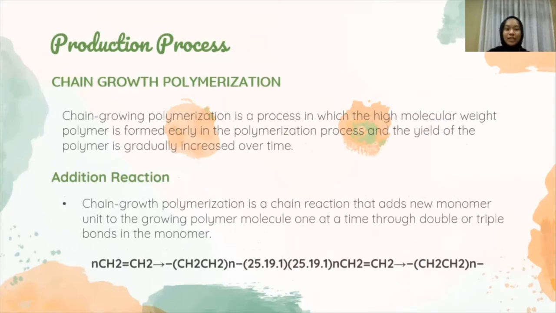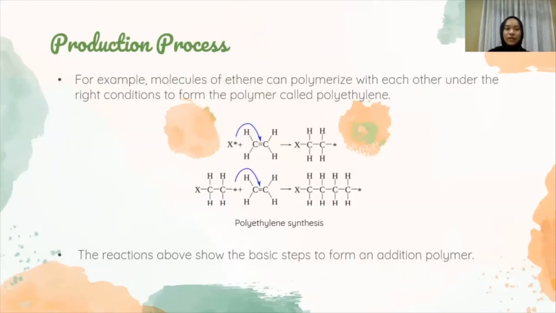So the first one is chain growth polymerization. Chain growth polymerization is a process in which the high molecular weight polymer is formed early in the polymerization process and the yield of the polymer is gradually increased over time. Addition reaction. Chain growth polymerization is a chain reaction that adds new monomer units to the growing polymer molecule one at a time through double or triple bonds in the monomer. For example, molecules of ethene can polymerize with each other under the right conditions to form the polymer called polyethylene. The reaction above shows the basic steps to form an addition polymer.